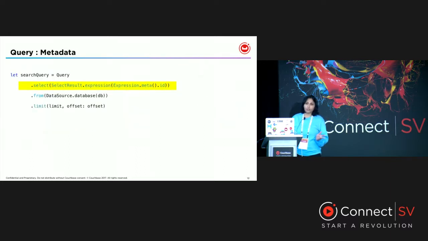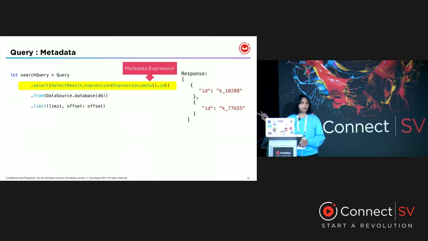Now, every document in Couchbase Lite has the data part of it, and then you've got metadata. The metadata includes things like the ID, which are not something the application developer needs to worry about or mess around with. So what if you're interested in the IDs of all the documents? You're not interested in the data, just the IDs. You can do that with select result expression, and you have a metadata expression that you can use. And this is going to be your result.